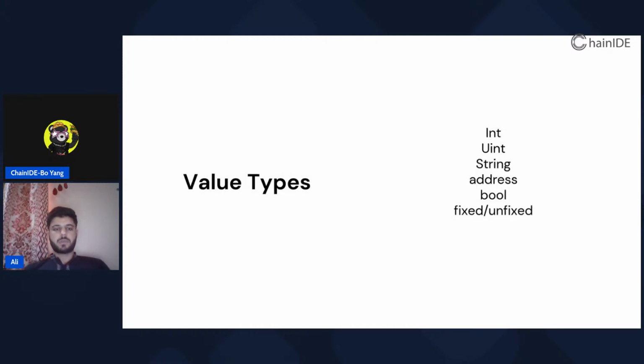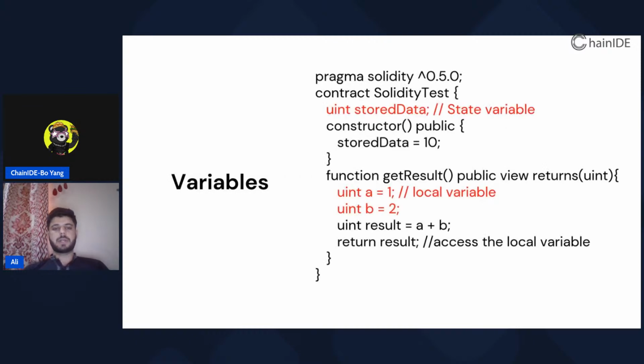Value types: there are different value types. For example, if you want to store integer type data, you will use the int data type. If you want to store unsigned integers, for example positive values only, you will use the unsigned integer data type. If you want to use text data, you will use string. If you want to use your Ethereum address, you will use the address data type. And if you want to use something in true and false, you will use the boolean data type. And there are fixed and unfixed data types also.